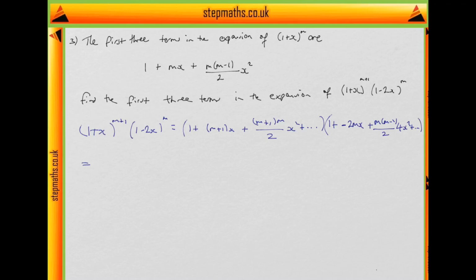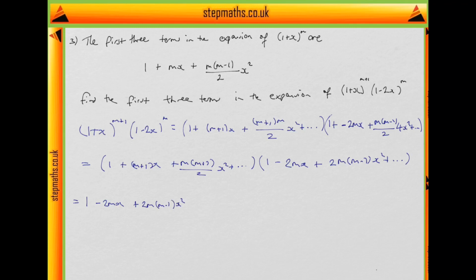Okay, so let's simplify that a little bit. That's 1 + (m+1)x + m(m+1)/2 x² + dot dot dot, multiplied by 1 - 2mx + 2(m-1)x² + dot dot dot. Okay, so let's perform this multiplication. 1 times 1 is 1, and then we get minus 2mx. This is multiplying the 1 across now. So that's minus 2mx plus 2(m-1)x².